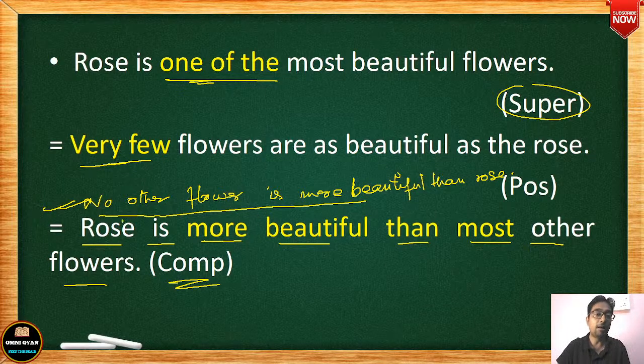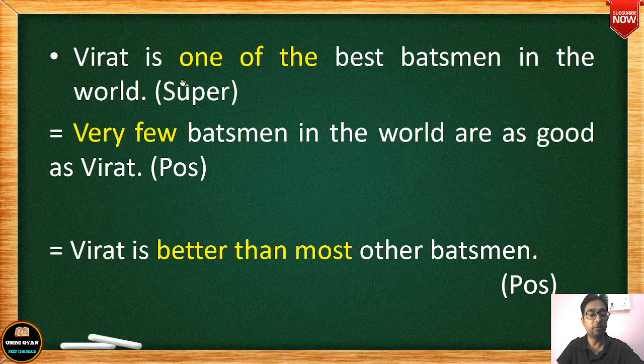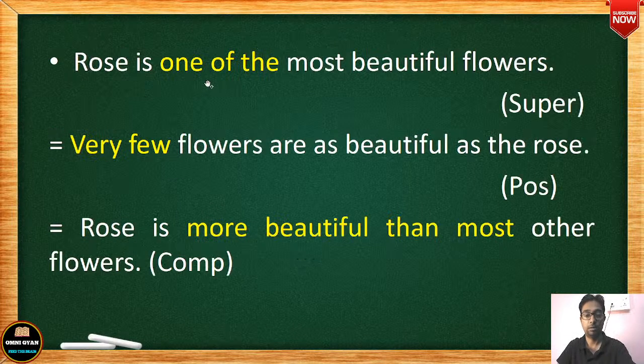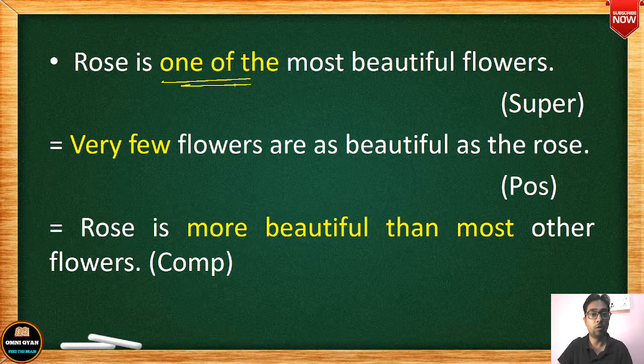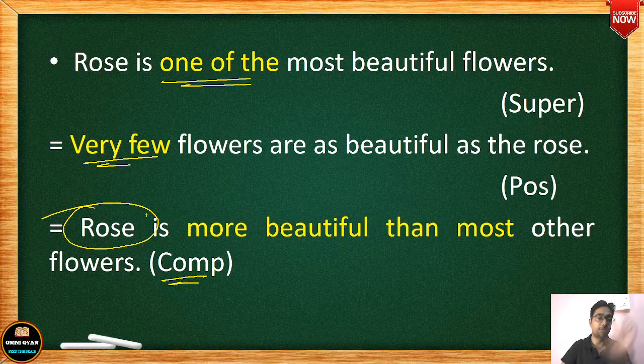तो इसीलिए आप अगर ये लिखते हैं कि नो अदर फ्लावर, मतलब क्या, आपने स्ट्रेट बोल दिया कि रोज इज द मोस्ट ब्यूटीफुल फ्लावर. बट नो, रोज इज नॉट द मोस्ट ब्यूटीफुल फ्लावर. रोज इज वन ऑफ द मोस्ट ब्यूटीफुल फ्लावर्स. If your question starts with one of the, or if your question starts with very few, and then you are asked to change it into comparative degree, then you use that subject here. Rose is the subject.